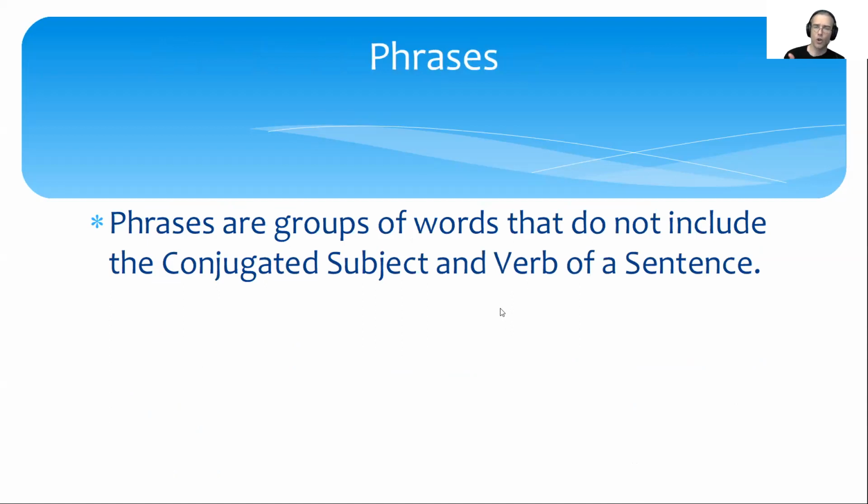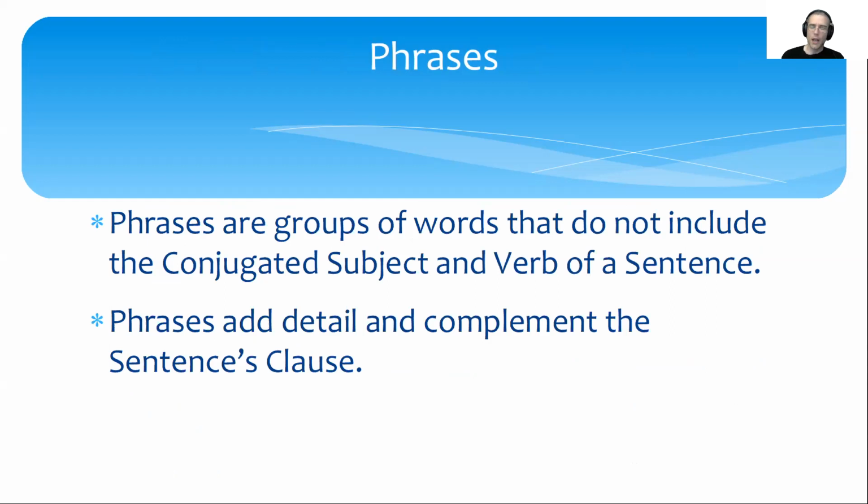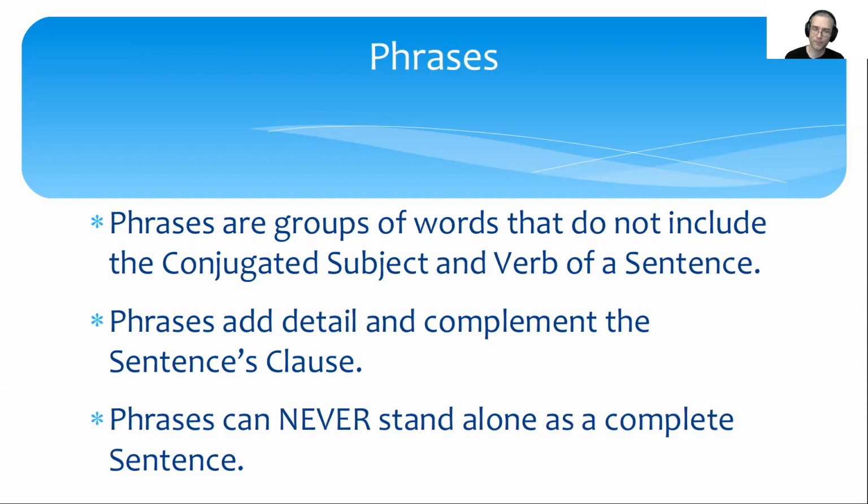Phrases are groups of words that do not include the conjugated subject and verb of the sentence. So they don't have those two things that are necessary to make a clause. Phrases are usually short collections of words that add detail and complement the sentence's clause. So they expand on the meaning of the sentence, or they add detail to some of the things inside the sentence or the clause, but it's not a complete thought, it's not a complete clause, because it doesn't have one of those two critical things, the conjugated subject or the verb.